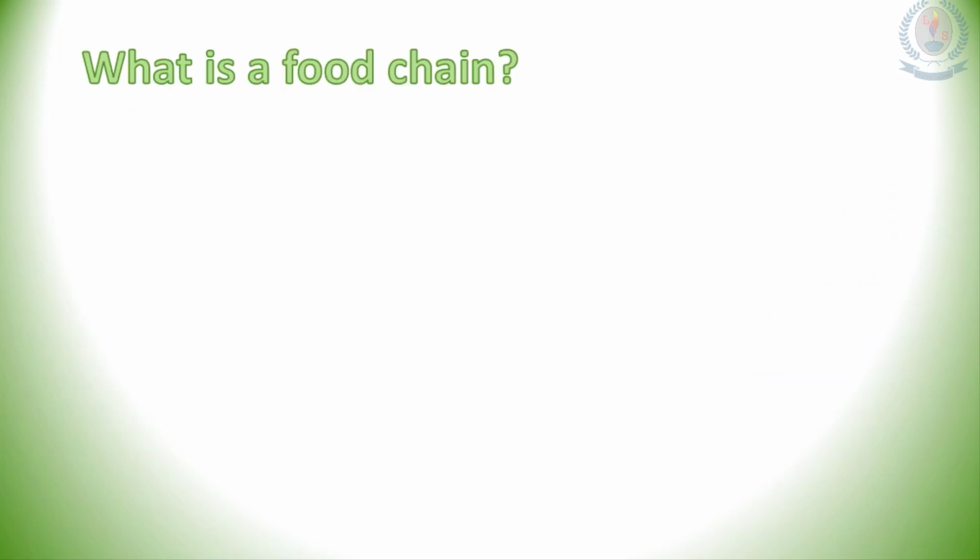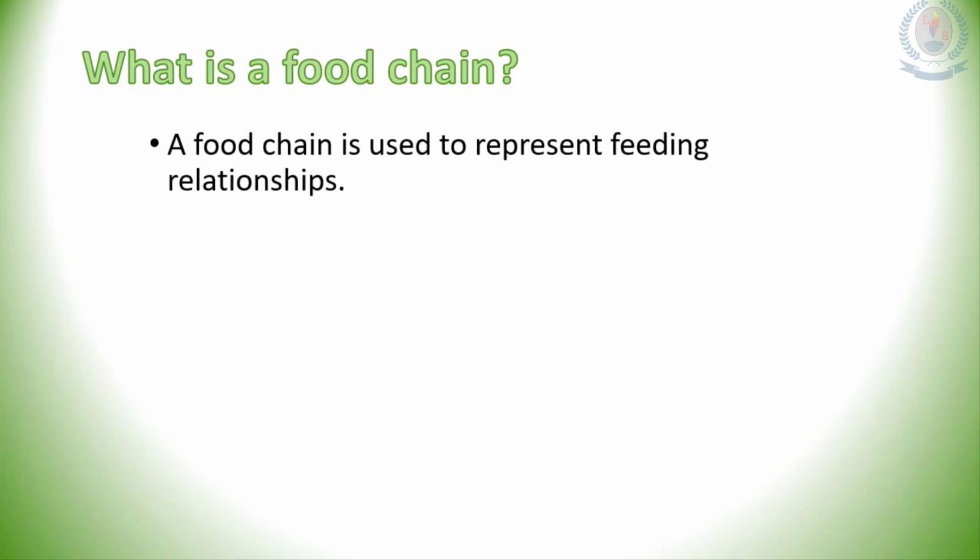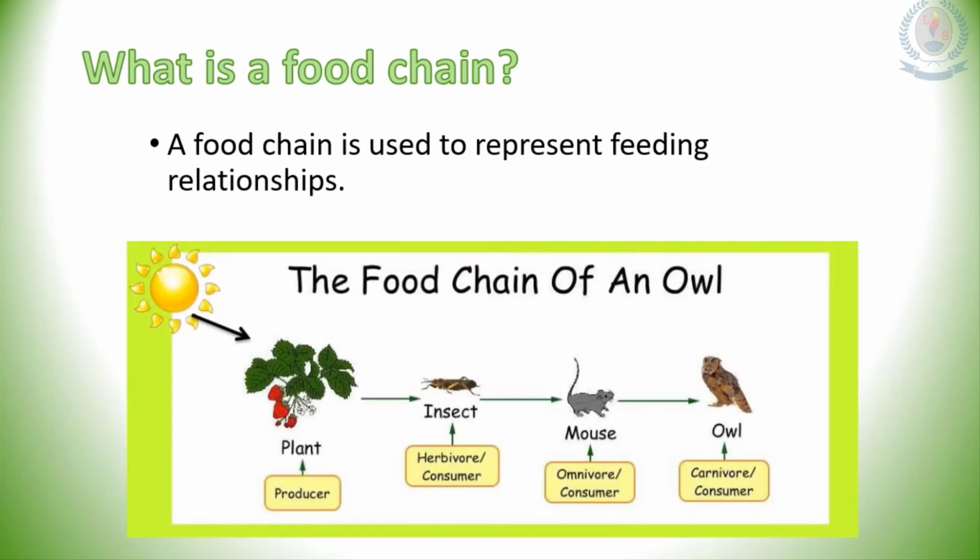What is a food chain? Do you know? Yes, it is used to represent feeding relationships in an ecosystem. Look at this. Okay, this is the food chain of an owl. You can see that plant, insect, mouse, owl. And you can see an arrow. This arrow shows is eaten by.